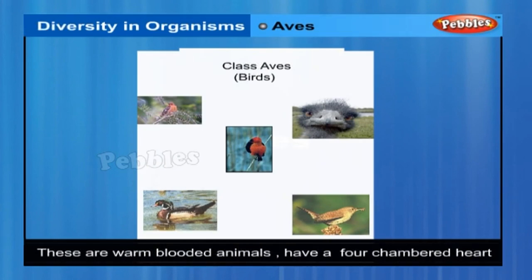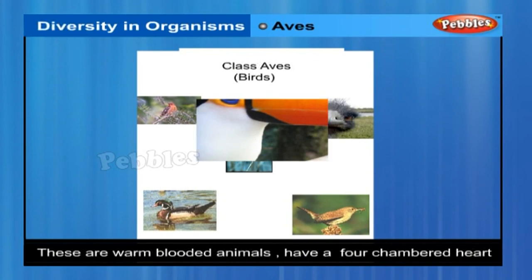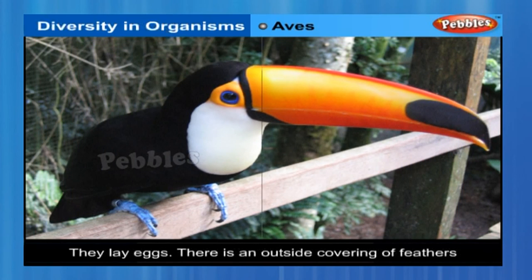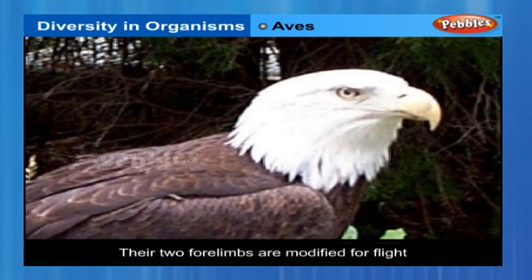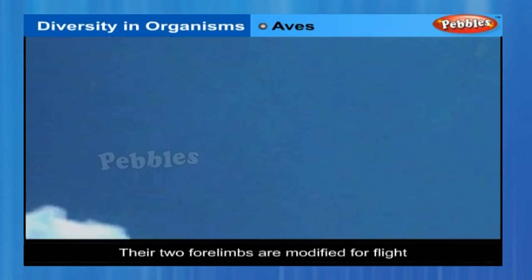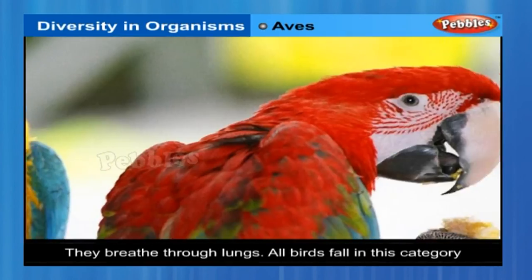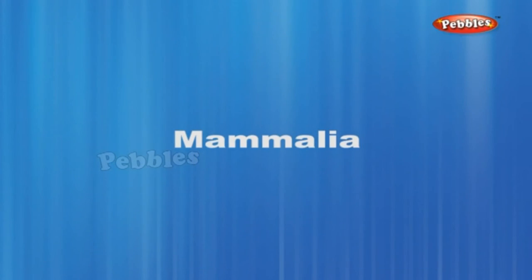Aves. These are warm-blooded animals and have a four-chambered heart. They lay eggs. There is an outside covering of feathers and two forelimbs are modified for flight. They breathe through lungs. All birds fall in this category.